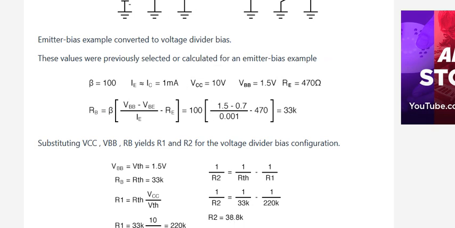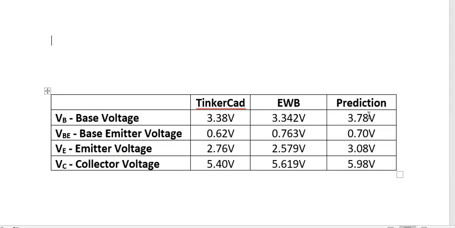What we'd find is that if the circuit says it should be 3.38 volts and we measure 3.78 volts, that's perfectly fine. Now, something else that was interesting was VBE. The base emitter voltage for Tinkercad for that transistor was 0.62 volts. EWB was 0.763. So right off the bat, the simulations don't agree on what the voltage is. And we just used our default of 0.7 volts for our base emitter voltage.